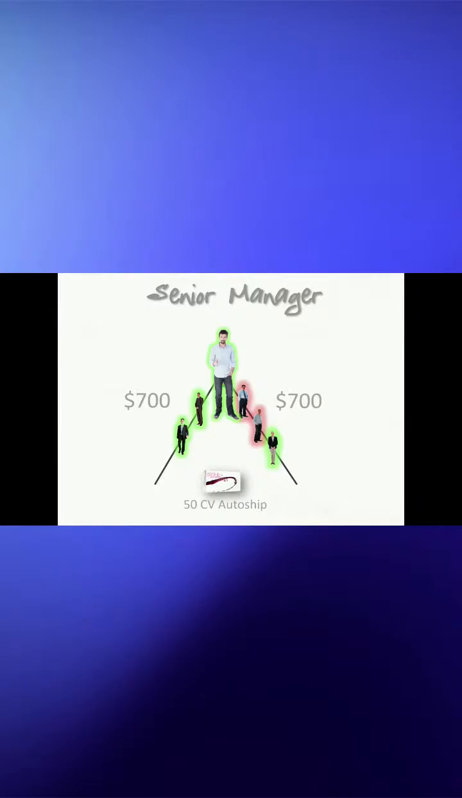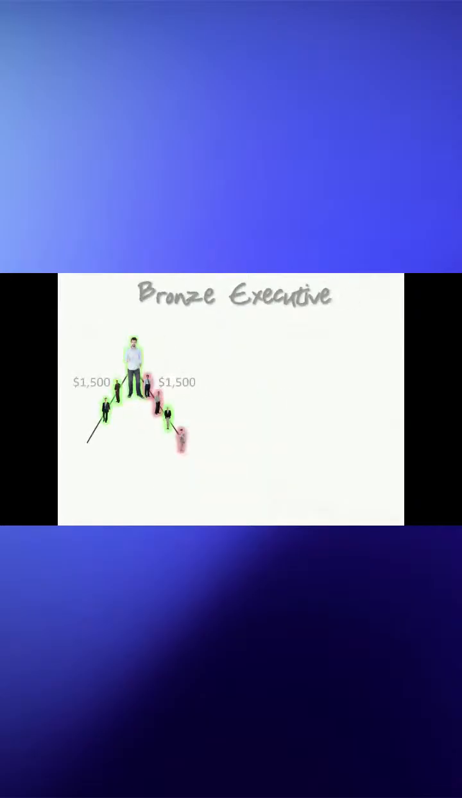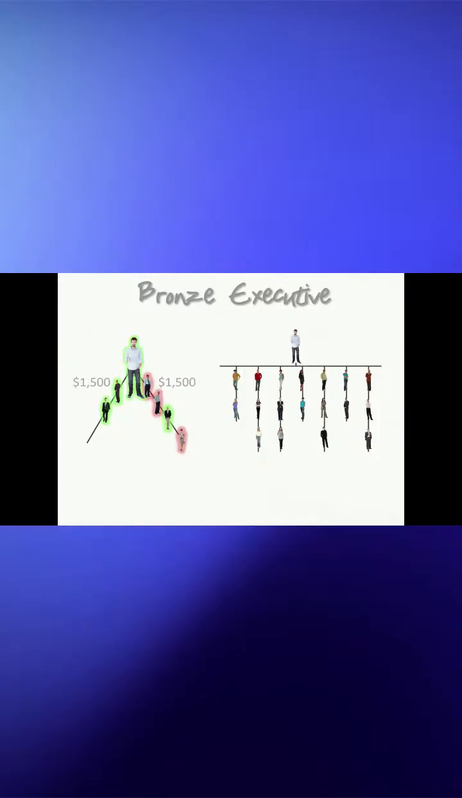Senior manager, $700 on the left, $700 on the right, $50 of commissionable volume of personal consumption on a monthly basis. Bronze executive. Now you have $1,500 on the left, $1,500 on the right, and now they're also going to start looking at your leadership. They want to see somebody in your enrollment tree that has become a manager. You need to be on a 2-box consumption on a monthly basis, or 100 CV in personal consumption on a monthly basis. That's a bronze executive.